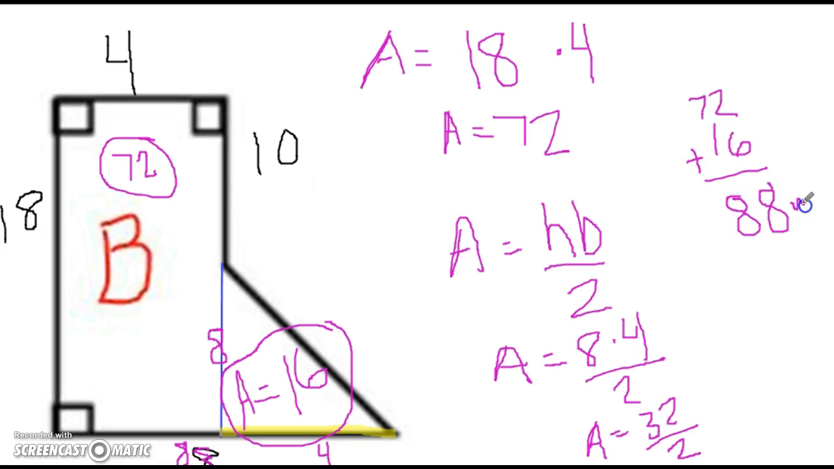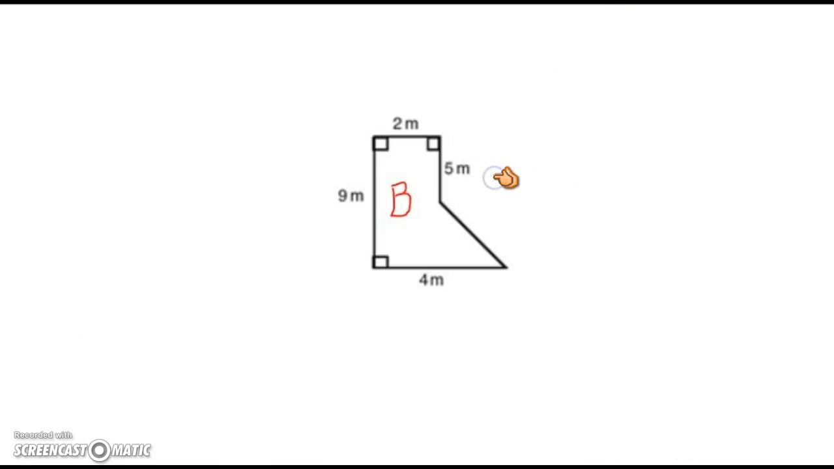88, and then whatever the units were squared, because we're working with area. All right, so that's how you would do a shape like this. The key is just knowing where to cut it up. Go ahead and pause this video and try with the numbers that were given to you in Google Classroom.